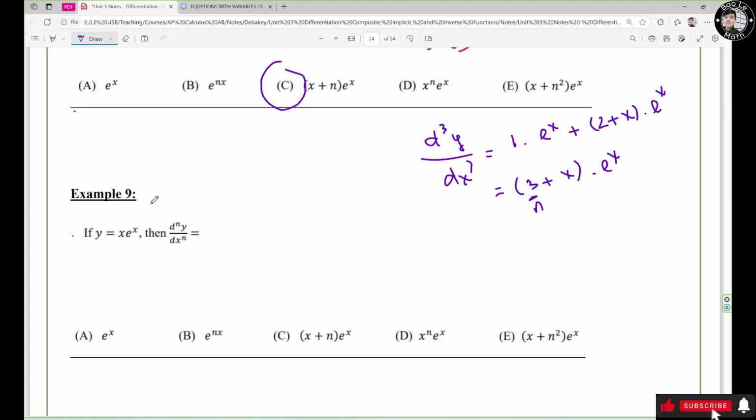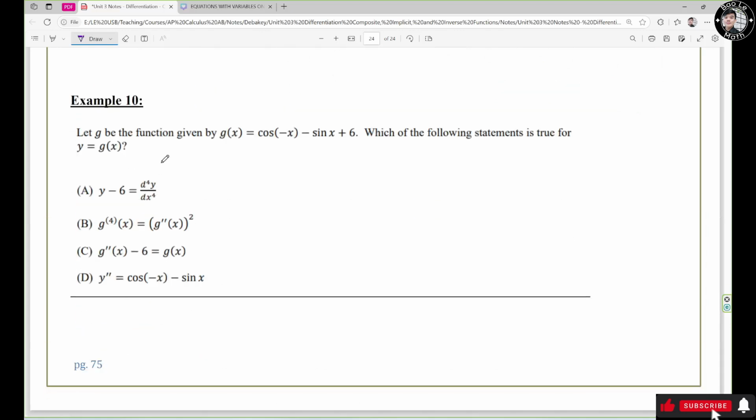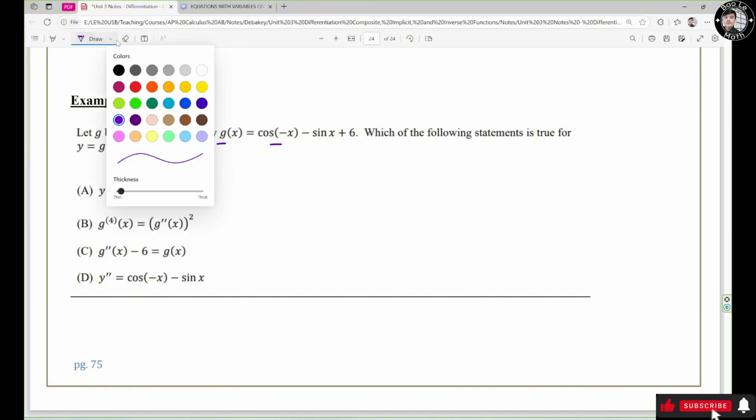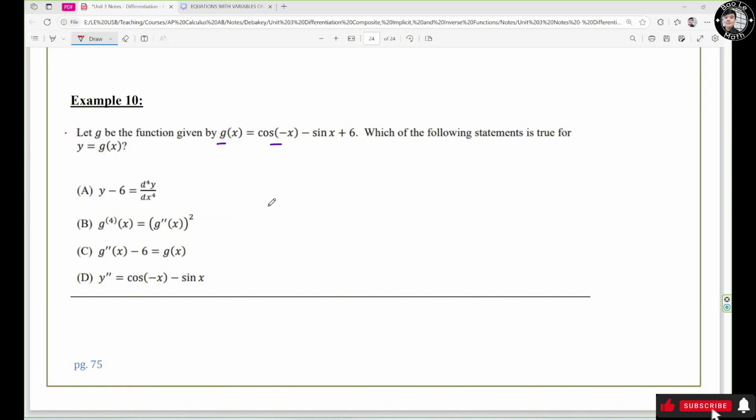Now example number 9 is repeating example number 8, right? So I don't need to do this one. Now example number 10, let g be the function given by g of s equal cosine of negative s minus sine s plus 6. Which of the following statements is true for g of s? So I need to take the derivative of this one to see what happens, right?